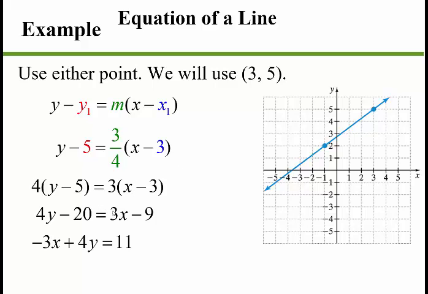Combine, or excuse me, send the 3x over, so you get minus 3x, all right, plus that 4y. Now add the 20 over, so you get minus 9 plus 20 equals 11. And this is that standard form. The ax plus by is equal to c. That's your standard form right there.